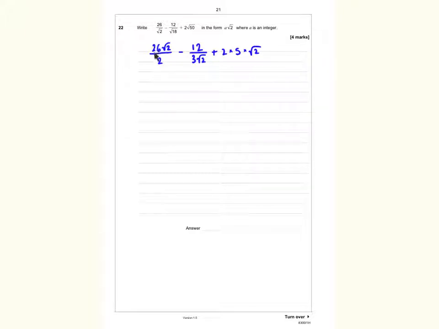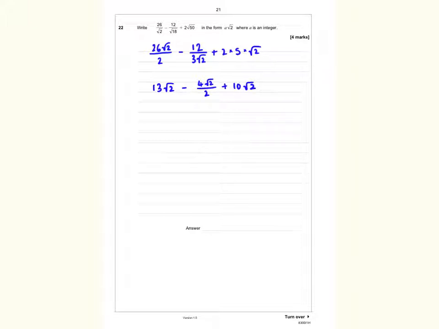26 divided by 2 is 13. Here I'm going to rationalize the denominator, and here I'm just going to multiply the 2 and the 5. So now I'm going to have 13 root 2 take away, so here I'm going to multiply top and bottom by root 2. Also, before I do that, I'm going to do 12 divided by 3. 12 divided by 3 is 4, so I'll have 4 root 2 at the top. So here we're going to have 4 root 2 over 2, add 10 root 2.